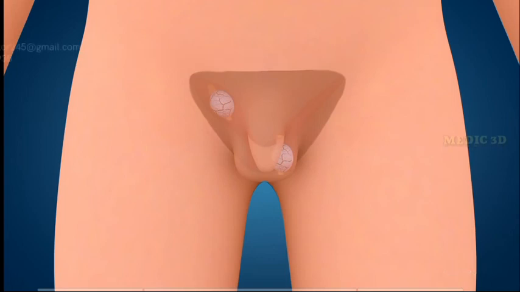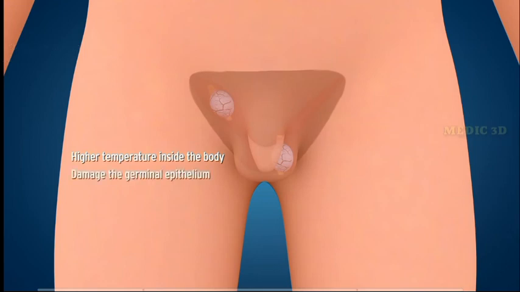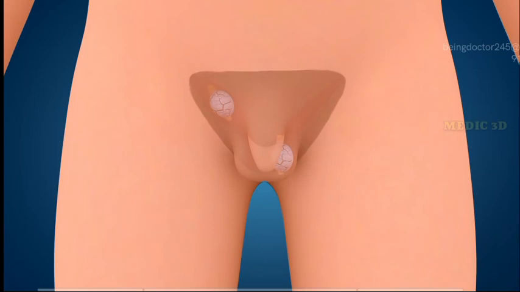This should be rectified at the earliest, else it will bring up complications due to the higher temperature inside the body that will damage the germinal epithelium in the testes. Damage of the germinal epithelium will lead to sterility in males.